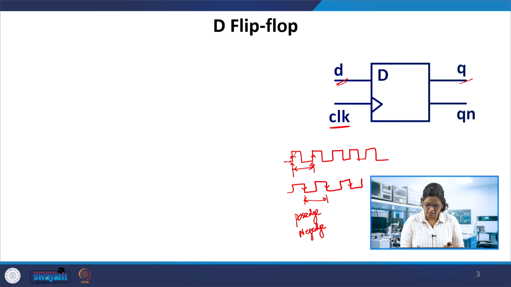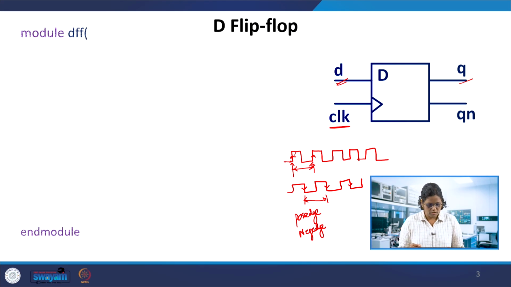Whenever a positive edge occurs, the flip-flop looks at the data input, samples it, and transfers that data to Q. So at every passage of the clock, the data is sampled and transferred to Q. If there is any data change in between the clock period, that won't be reflected in Q, because the D flip-flop looks at D only at the edge.